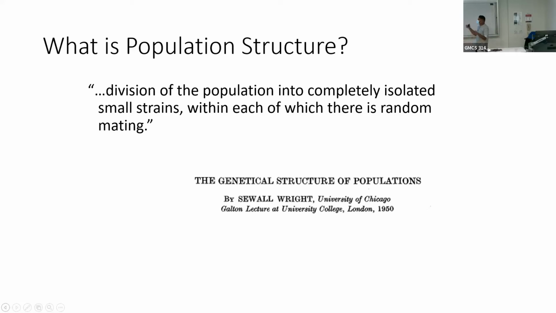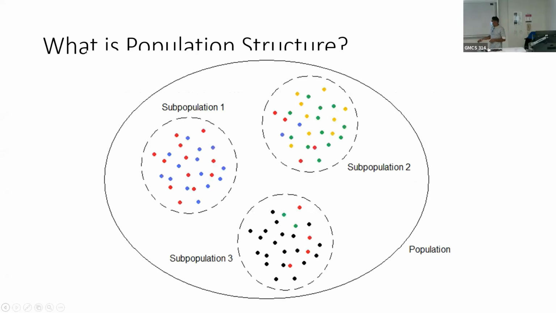Does that make sense? So we call that structured populations: populations of the same species that exist in this sort of continuum. Okay. So here's, like I said, the cartoon example of what exactly that means.